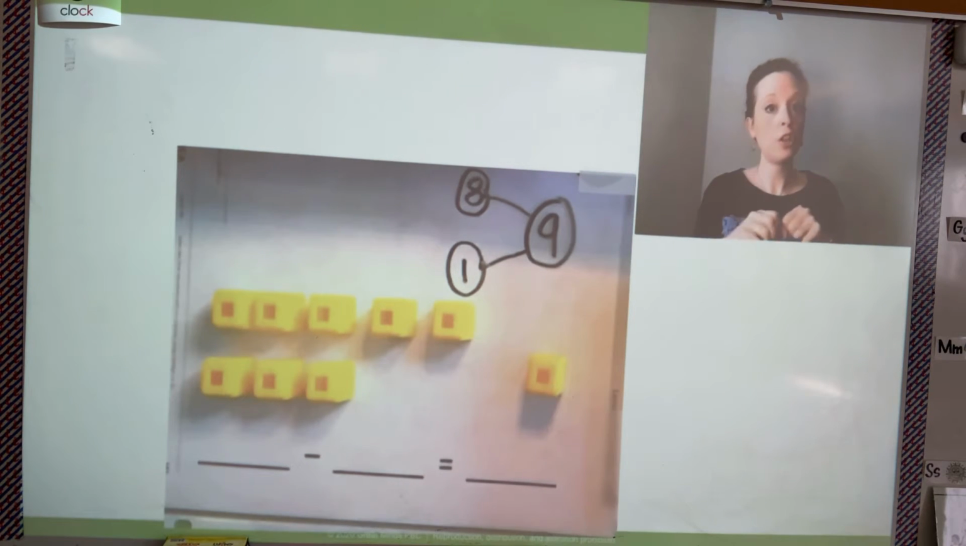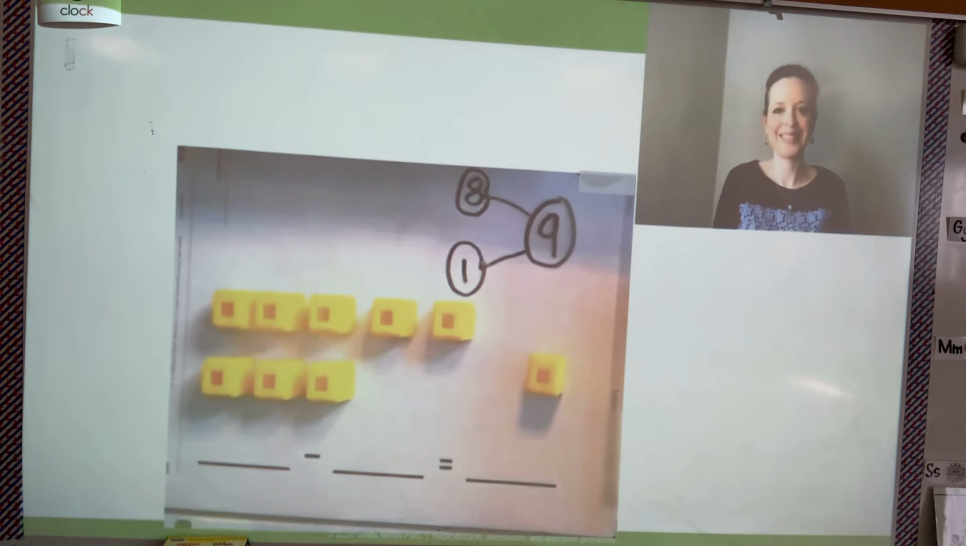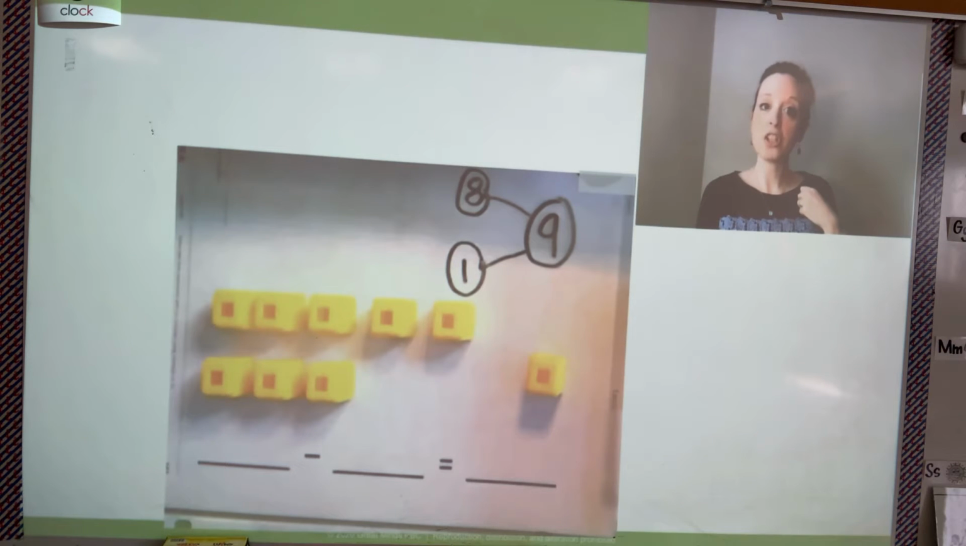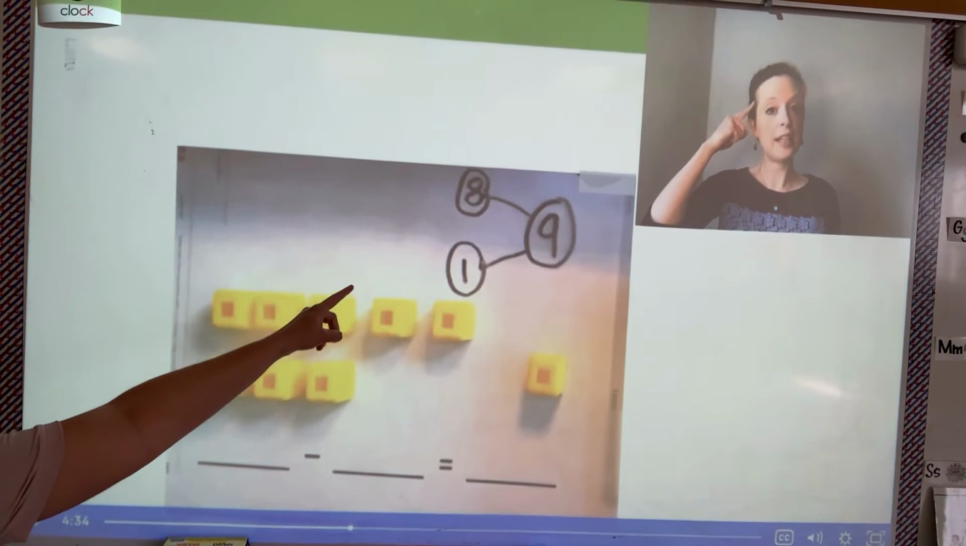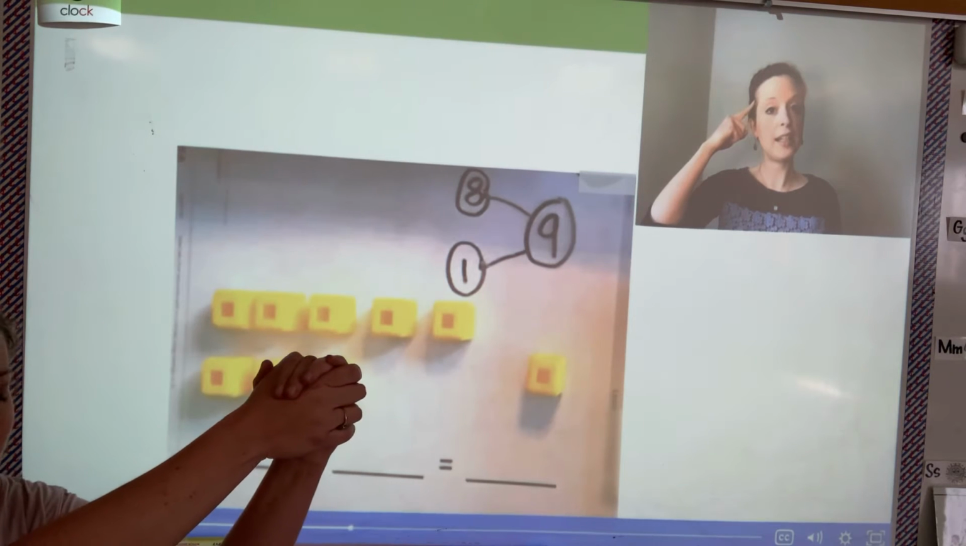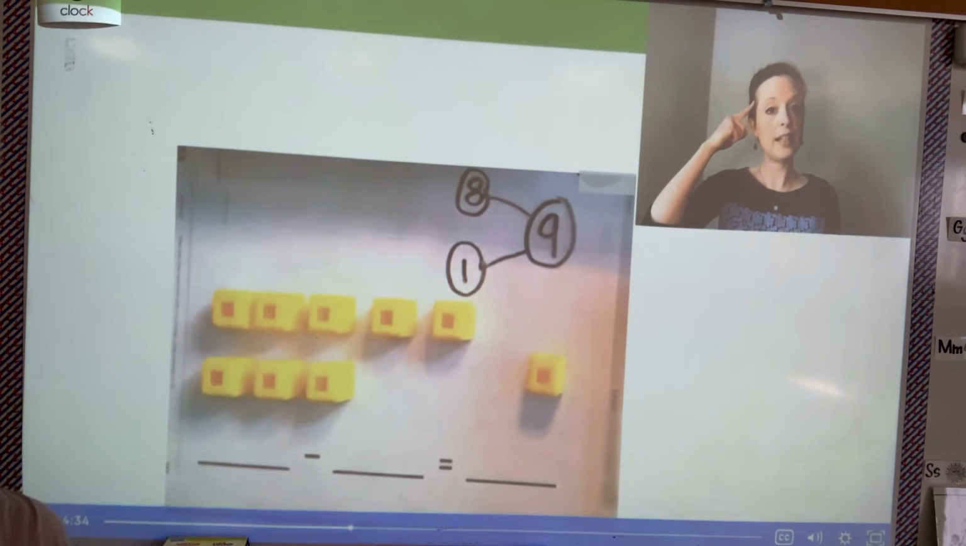So since we took some bears away, we're going to make a takeaway or subtraction number sentence. So let's look at our template. What number should go in the first blank? Think. So, what number in our number bond is going to go in the first blank? Is it going to be a whole or a part? Show me. Show me. Is it going to be a whole or the part in the first blank?